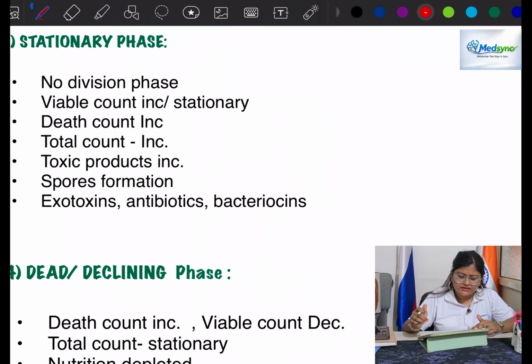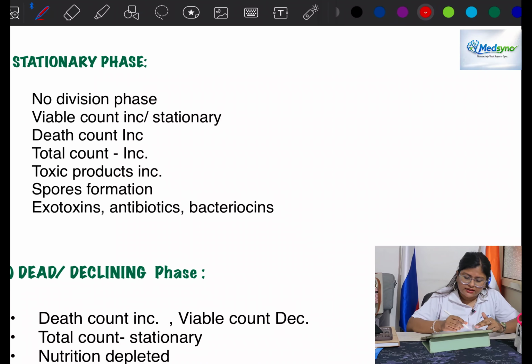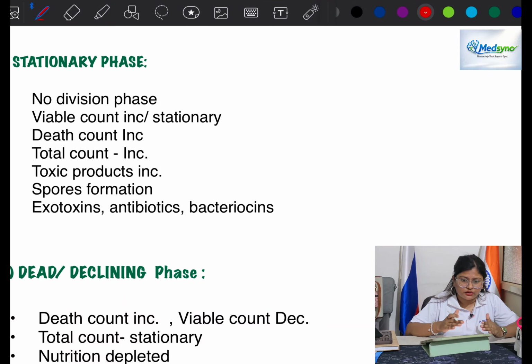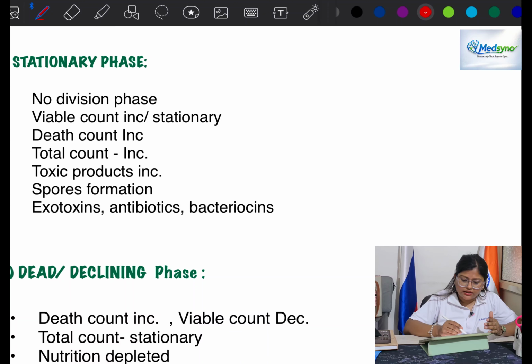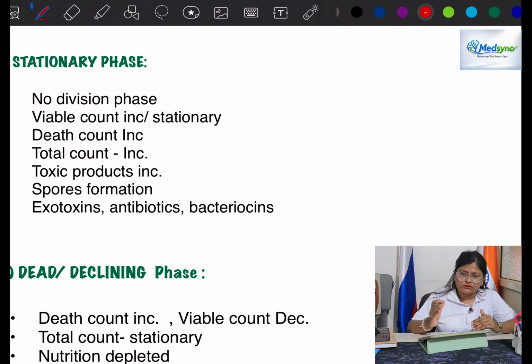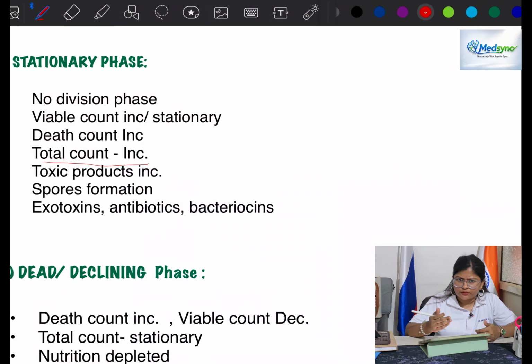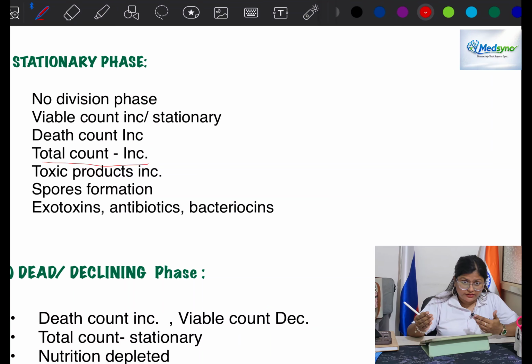Then the third phase is the stationary phase. The stationary phase is the phase where there is no net division. The viable count either increases or remains stationary. Death count increases, so the total count increases. Then toxin production increases because slowly the bacteria are dying, so they will release toxic products, and there is spore formation in this phase.